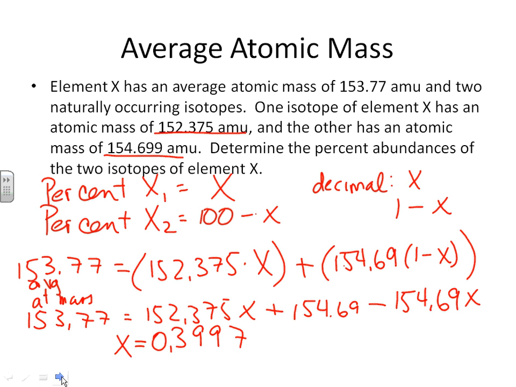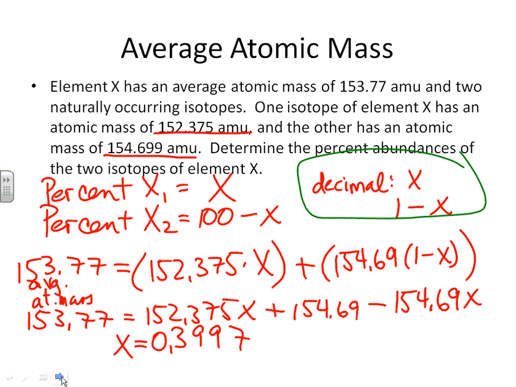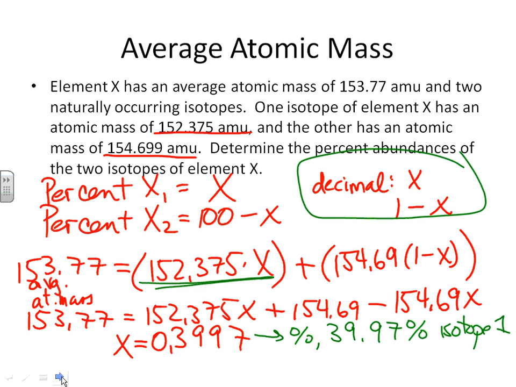So what does this mean? Remember, we said we're working off of this assumption here that the decimal for the first one is x and the second one is 1 minus x. So in terms of a percentage, this is 39.97%. This is for isotope 1. This one, right? That's what we assigned it, the 152.375.